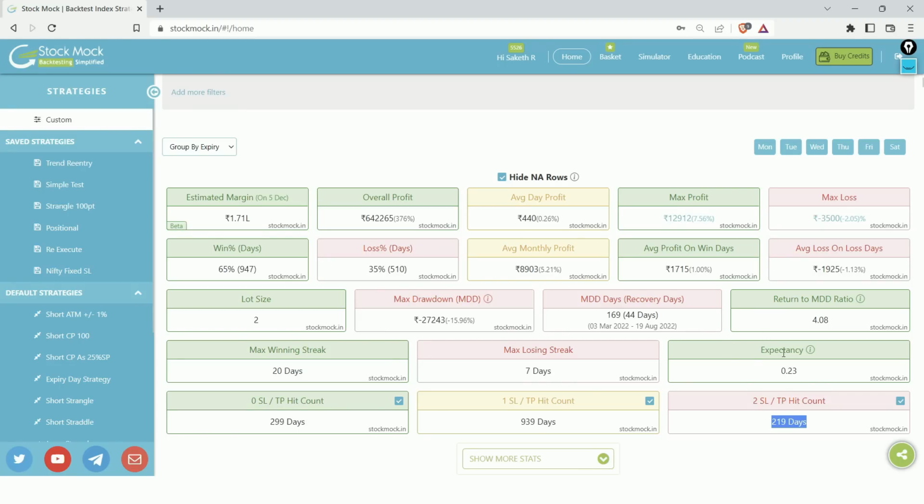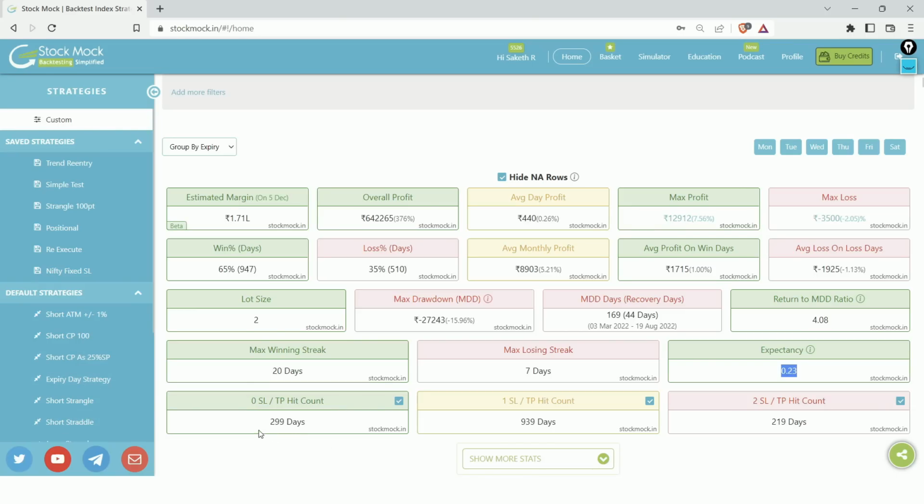One more thing that is more important is the expectancy. Any strategy with higher expectancy means this strategy is better than the rest. The expectancy of this particular strategy when run on all the days is around 0.23, right? And you can also see the max drawdown, which is almost around 15.96%. So we are not going to look at the overall profit, because looking at the overall profit is not going to give us the right idea for a system trade. So we are going to consider the expectancy, which is 0.23.